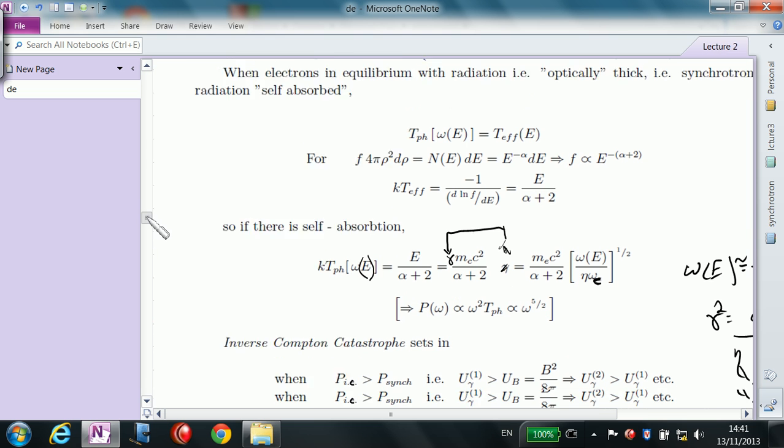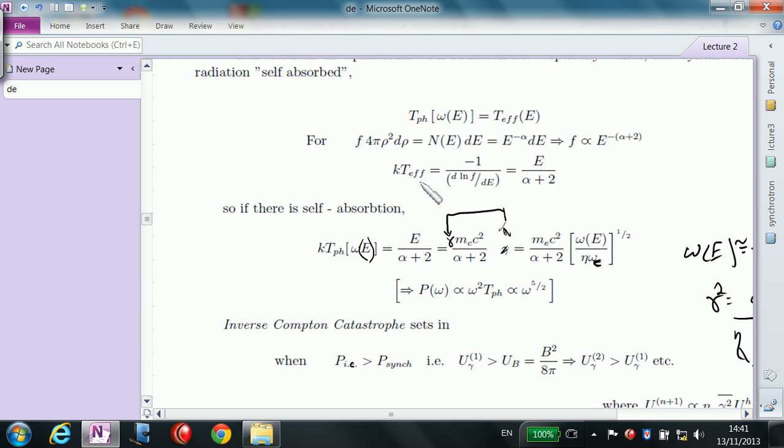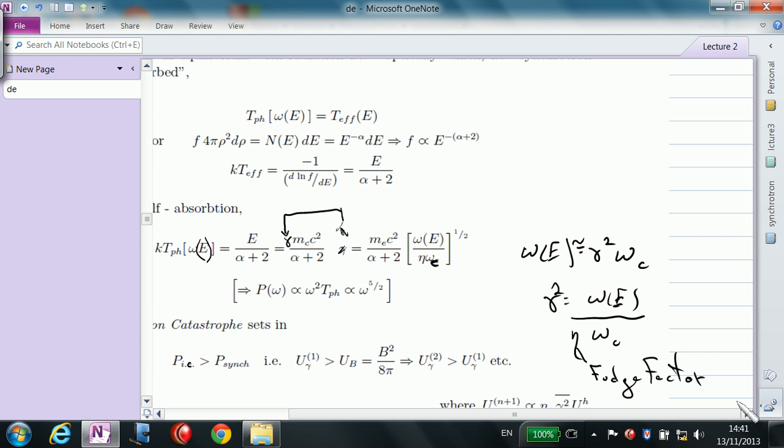So in equilibrium, the effective brightness temperature is just the energy of the emitting electrons divided by this numerical factor. And in any case, when we write E as a function of omega, the ratio of omega to omega cyclotron, there's a fudge factor here, which apparently was kept.